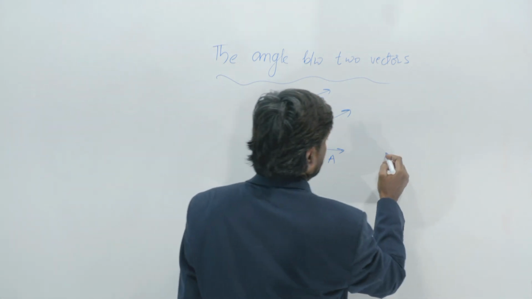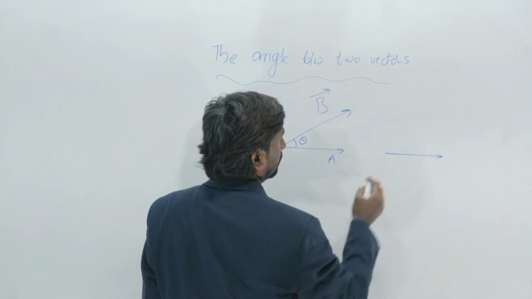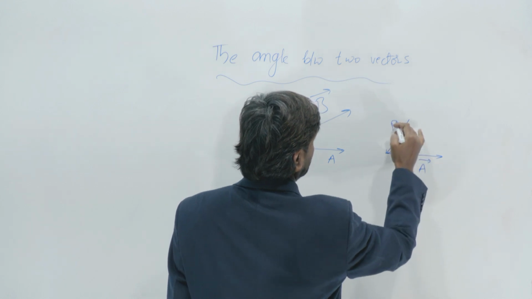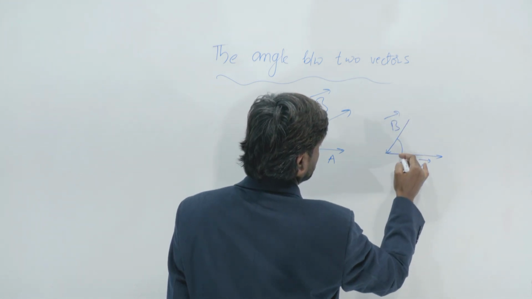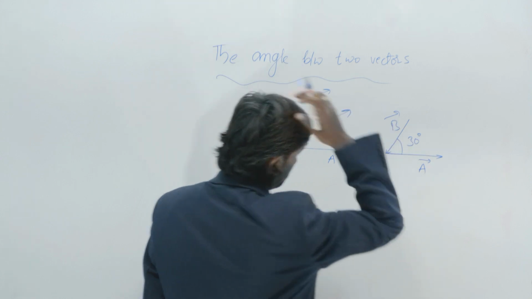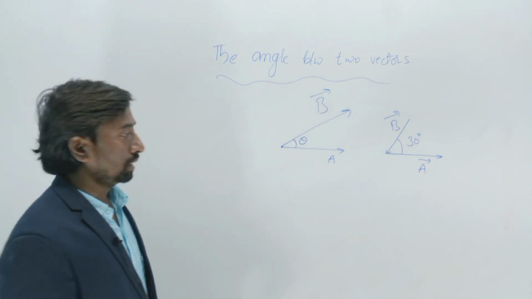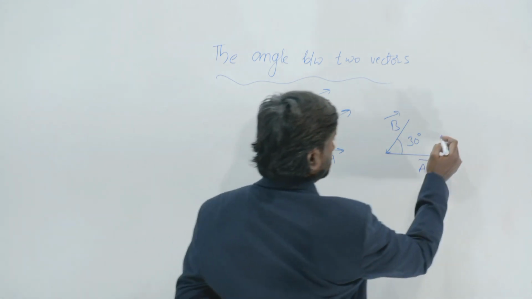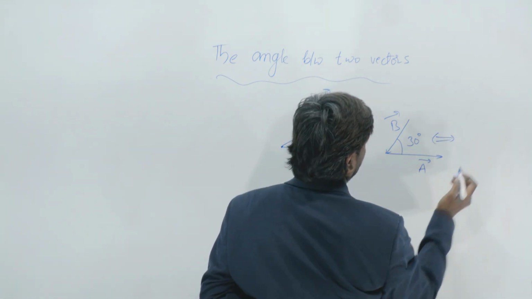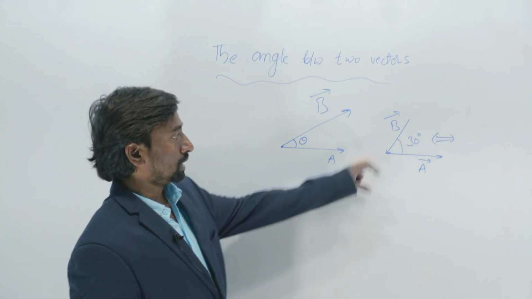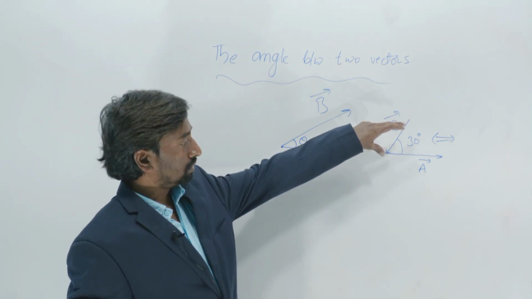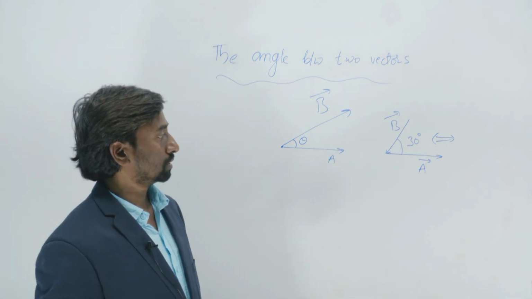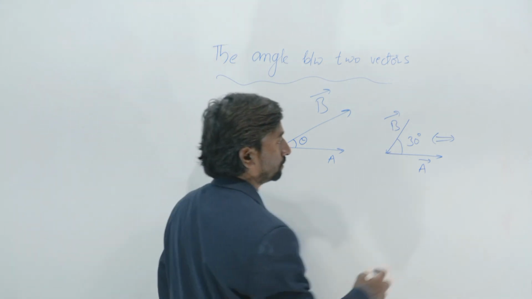Suppose a bar vector is like this, and b bar vector is like this, and the angle is given as 30 degrees. Then here we should find out the angle between those two vectors. So this has to be replaced like this. Without changing the position and the magnitude of the vector, the starting points of the two vectors should be in the same place. So we should take a parallel vector there.